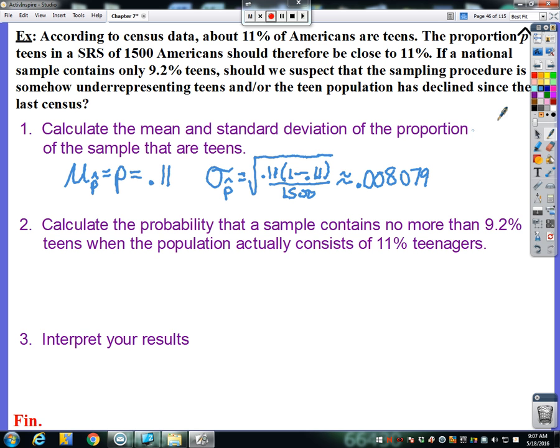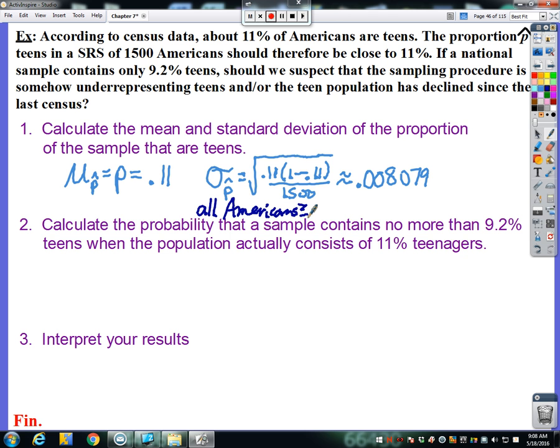Now, in order for me to calculate the standard deviation, there was a condition involved, and that was the 10% or the independent condition. And that was, is the population at least 10 times the sample size? Well, who is my population of interest here? It depends on the units of my sample. Even though we're talking specifically about teens, our random sample was of Americans, and we just wanted to know of our sample what percent of them were teens. So really, when I say the population, we're going to have to say it's all Americans.